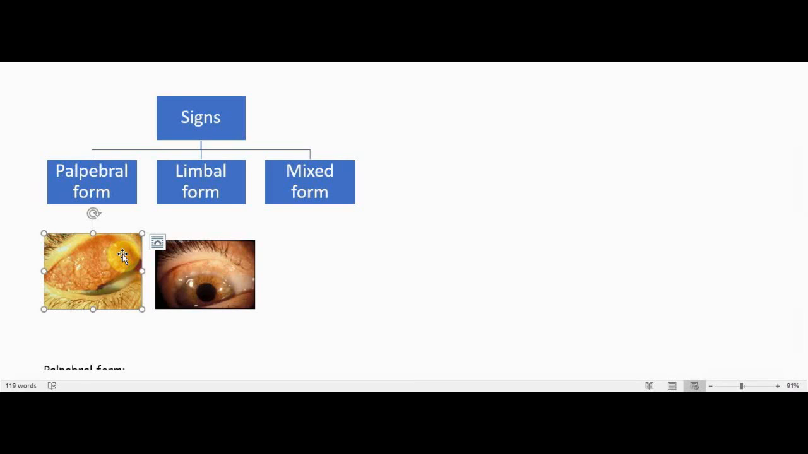Now, if you remember your basic introduction to conjunctivitis, in the basic introduction, conjunctivitis was classified into two main types based on the type of conjunctival reaction. There was a follicular type, which was most common when the etiology was either viral or gonococcal.